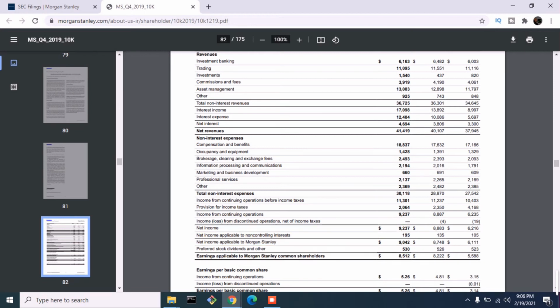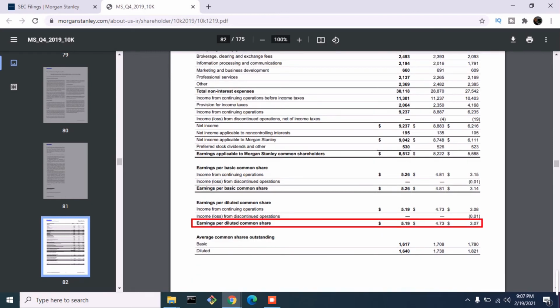In another video, when I'm looking at just one company at a time, then I can do a deep dive into looking at these different line items to explain what each of these line items mean. But to cut down on time, I'm just again going to tell you the main figures that you should be paying attention to in a quick analysis. The net revenue, the earnings applicable to Morgan Stanley common shareholders, and then the EPS numbers, or the earnings per diluted common share, of 5.19, and then the average common shares outstanding, diluted, of 1.6 billion.